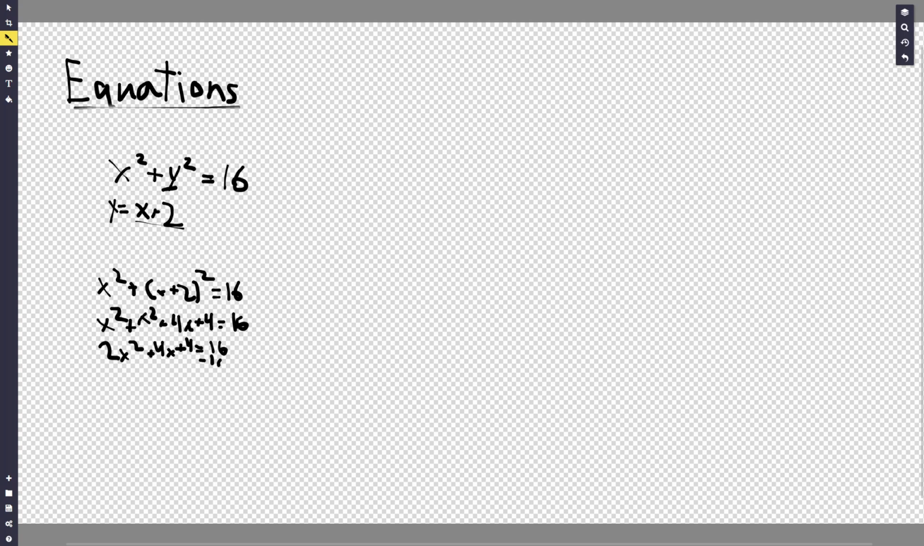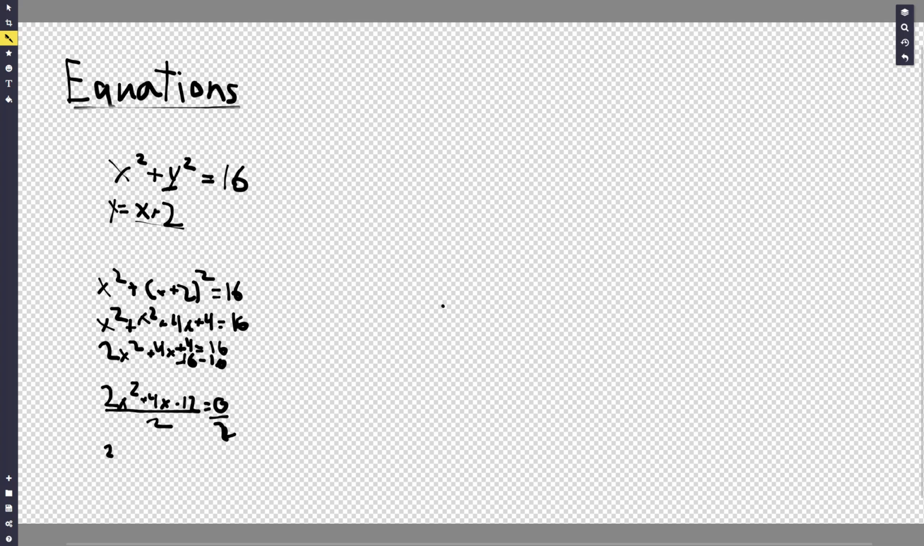Now let's set that equal to 0, so we can subtract 16, and now we're left with 2x squared plus 4x minus 12 is equal to 0. And we can factor 2 out of this and divide by 2.